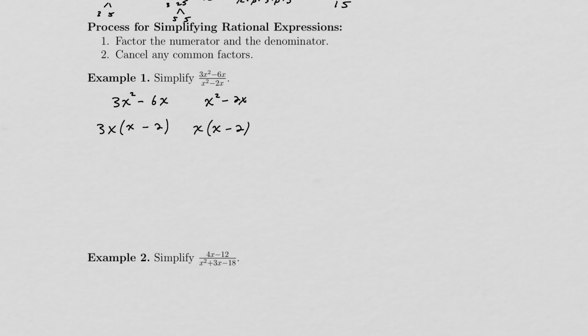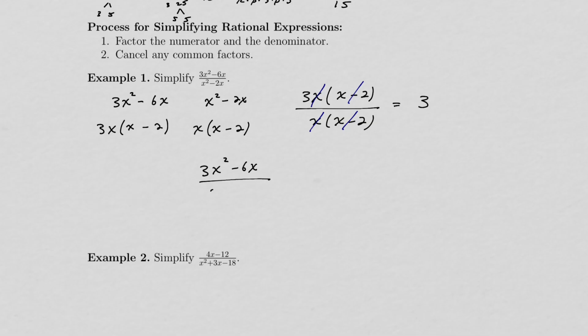So the original rational expression now becomes, I'll write it again in factored form, 3x over x minus 2 divided by x over x minus 2. And notice here we can cancel factors of 1, right? So basically the x's will cancel, and the x minus 2's will cancel. And I'm left with, in this case, 3. So the original rational expression simplifies to 3.